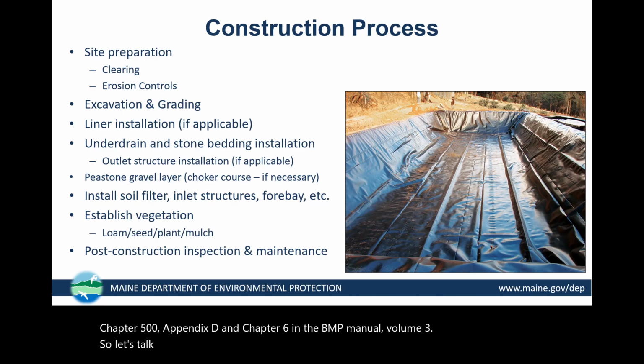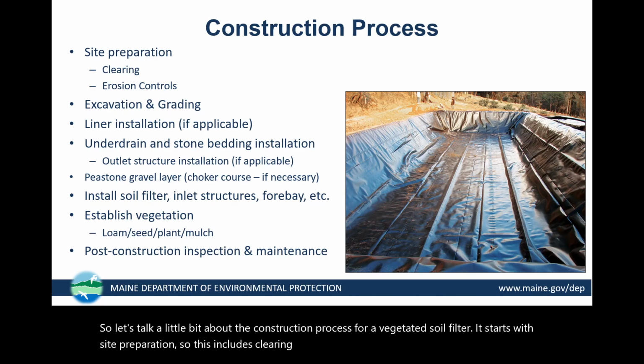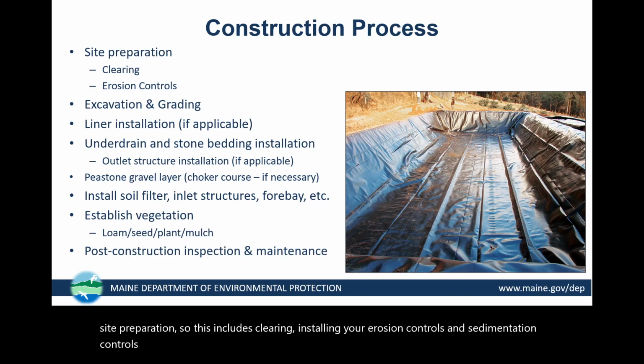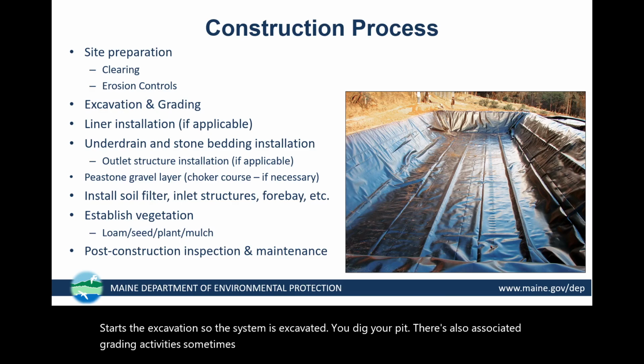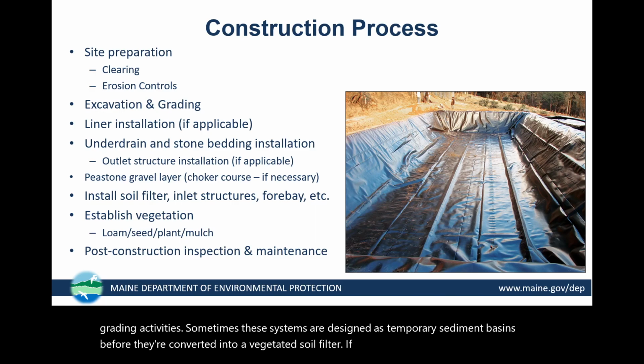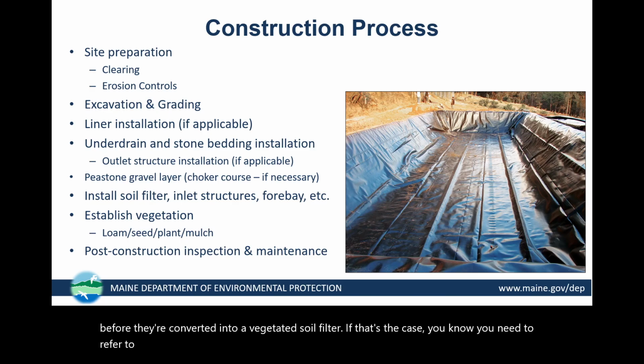So let's talk a little bit about the construction process for a vegetated soil filter. It starts with site preparation. So this includes clearing, installing your erosion controls and sedimentation controls, stumping, grubbing, etc. And then from there starts the excavation. So the system is excavated, you dig your pit. There's also associated grading activities. Sometimes these systems are designed as temporary sediment basins before they're converted into a vegetated soil filter. If that's the case, you need to refer to the design guidance provided by your engineer.